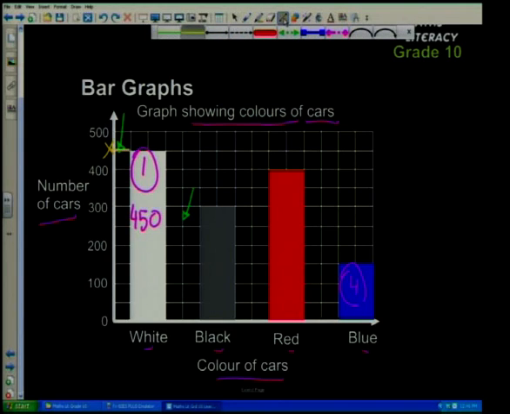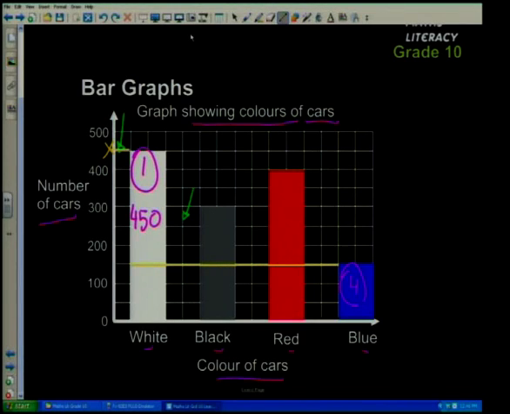Again, let's take a line. And remember, guys, do this with your rulers. You have to have a ruler. It's really important that you're accurate. We're drawing a line from there to our axes, and we're going to do this reading here. And what have we got? Well, it's between 100 and 200, right in the middle. So it is 150. I've got 150 blue cars.